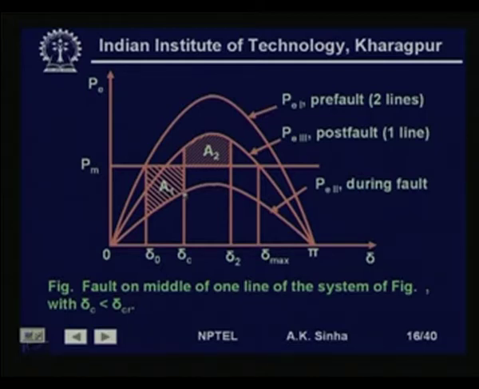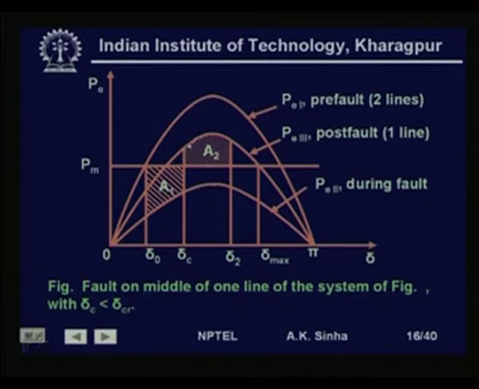Then once we clear the fault at this point, what happens? The operating point will jump to the post fault characteristics, that is up to this point, and during this period the accelerating power available at each of these points will be between this P m and the during fault characteristics. So, this is the accelerating area which is available, and once we have gone to this post fault condition, we are finding that the electrical power output is greater than the mechanical input.